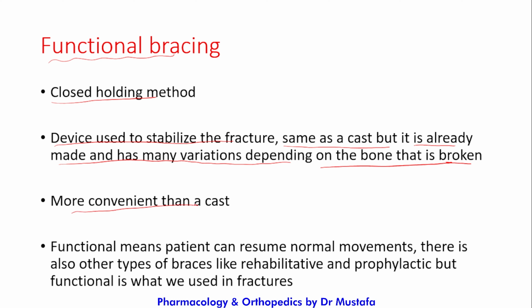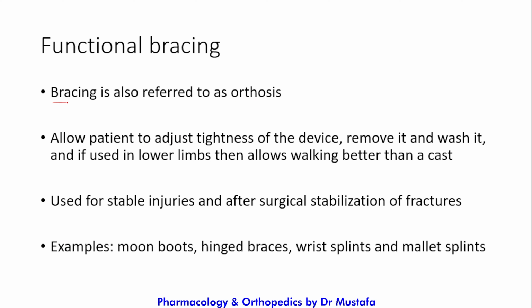It is more convenient than a cast because it is already made, and functional means the patient can resume normal movements while using it. There are also other types of braces, like rehabilitative braces and prophylactic braces, but functional is what we use in fractures. Bracing is also referred to as orthosis. It allows the patient to adjust the tightness of the device, remove it and wash it, and if used in lower limbs, it allows walking better than a cast because it is very light.